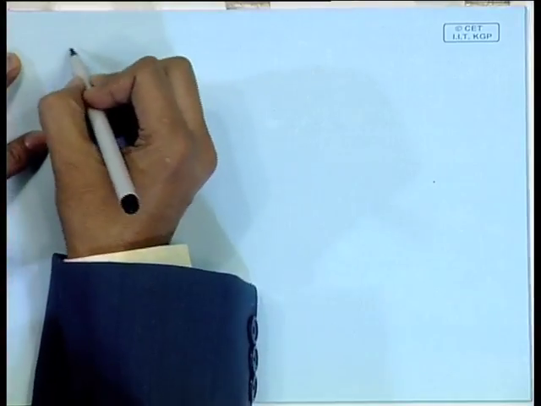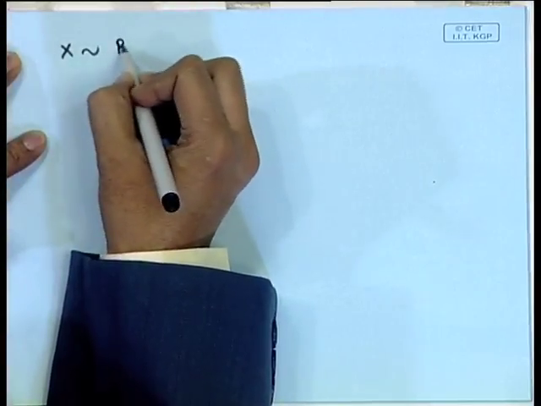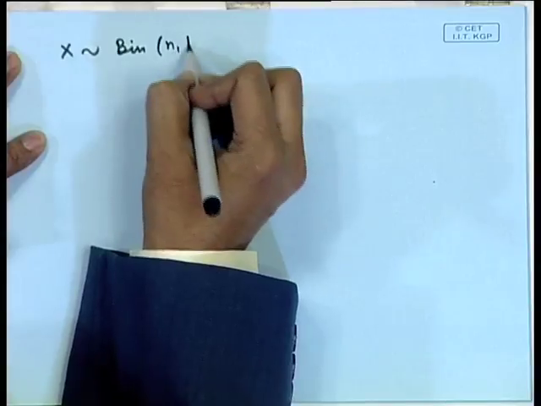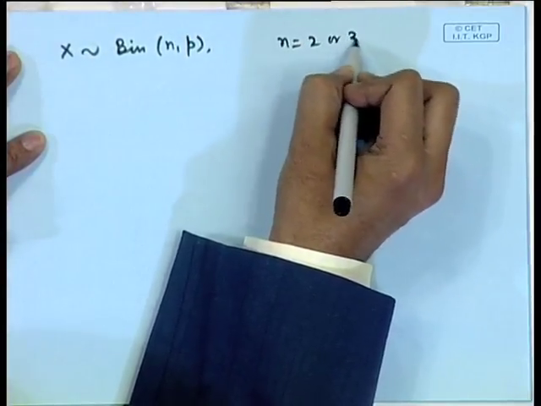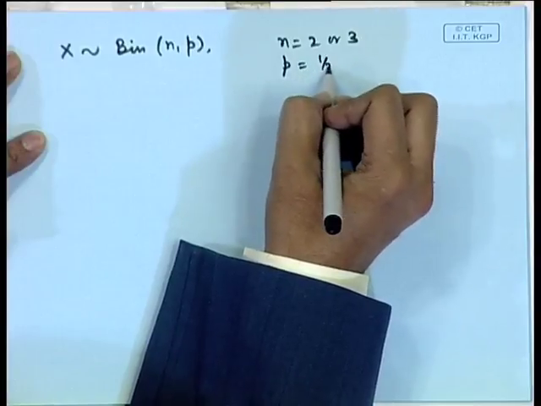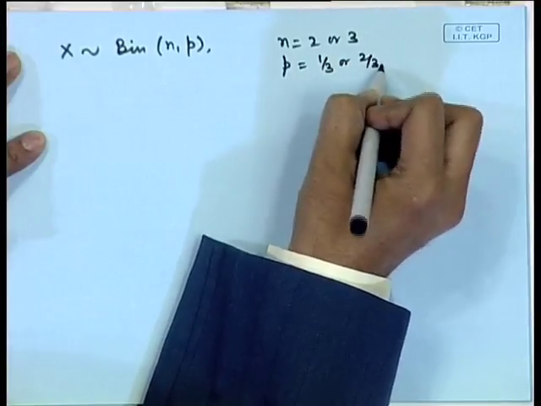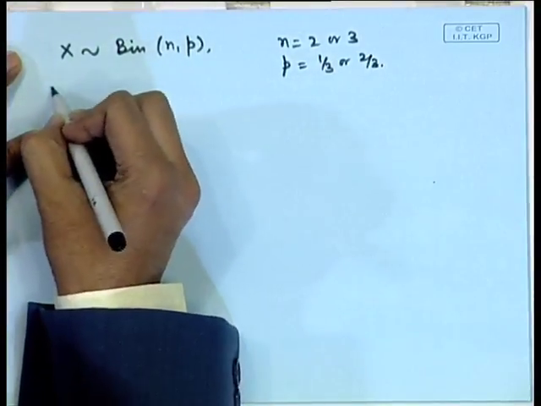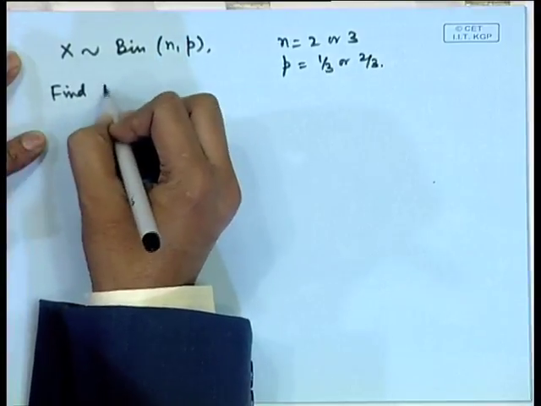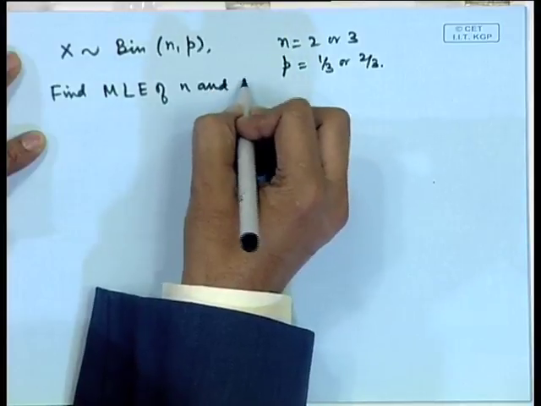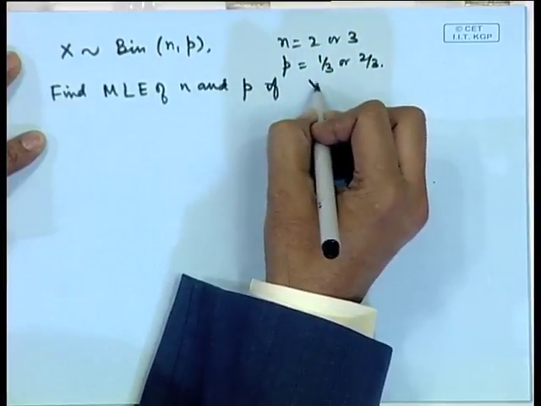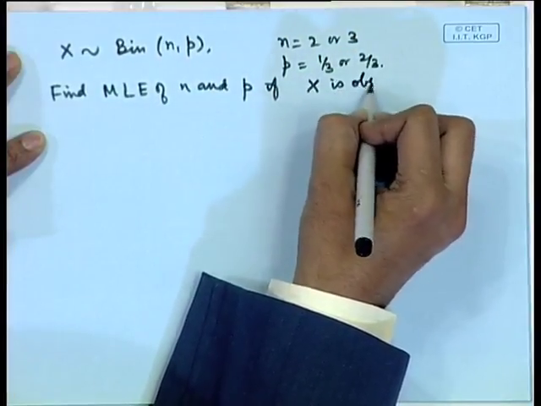Suppose I consider binomial(n, p), where n is either 2 or 3 and p is either 1/3 or 2/3. Now, we want to find the maximum likelihood estimator of n and p if x is observed to be 1.